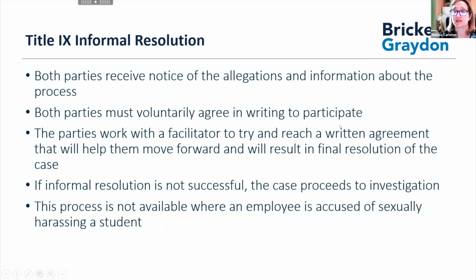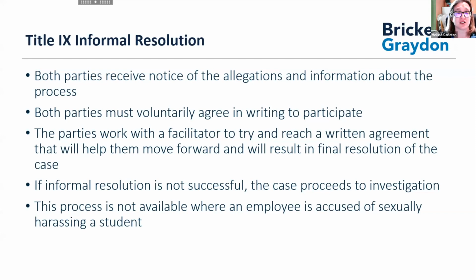If there's informal resolution, note that the bottom bullet point is really important. The process is not available where an employee is accused of sexually harassing a student. That is supposed to make it to where the institution isn't putting pressure on the student to informally resolve something to protect the employee. So that's a really important limitation.